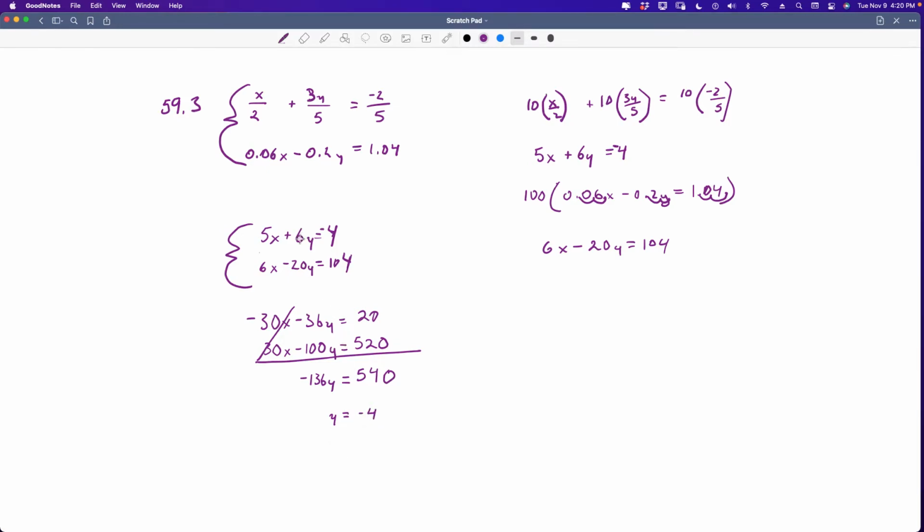Now we could sub y in here, and we see that 5x plus 6 times the -4 is equal to -4. 5x minus 24 is equal to -4. We add 24 to both sides. We get that 5x is equal to 20. And x is then going to be equal to a +4. So our solution is 4, -4.